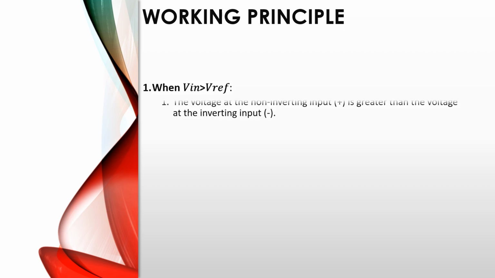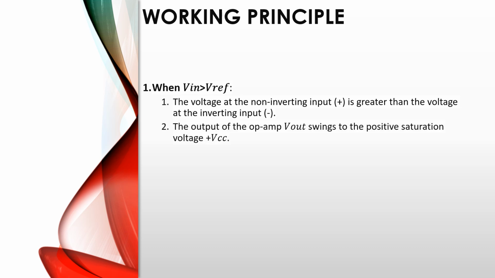First of all, the voltage at the non-inverting input is greater than the voltage at the inverting input. This condition arises, that is V in greater than V reference. When this condition arises, we get the output of the op-amp swinging to the positive saturation voltage, that is plus VCC.